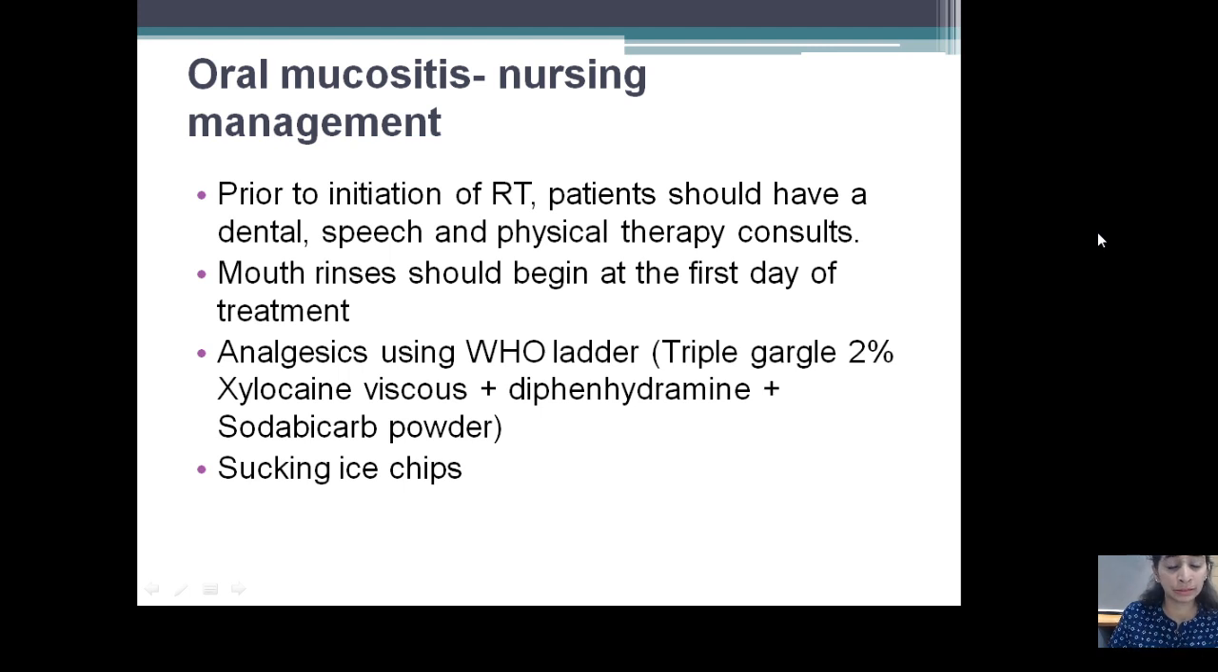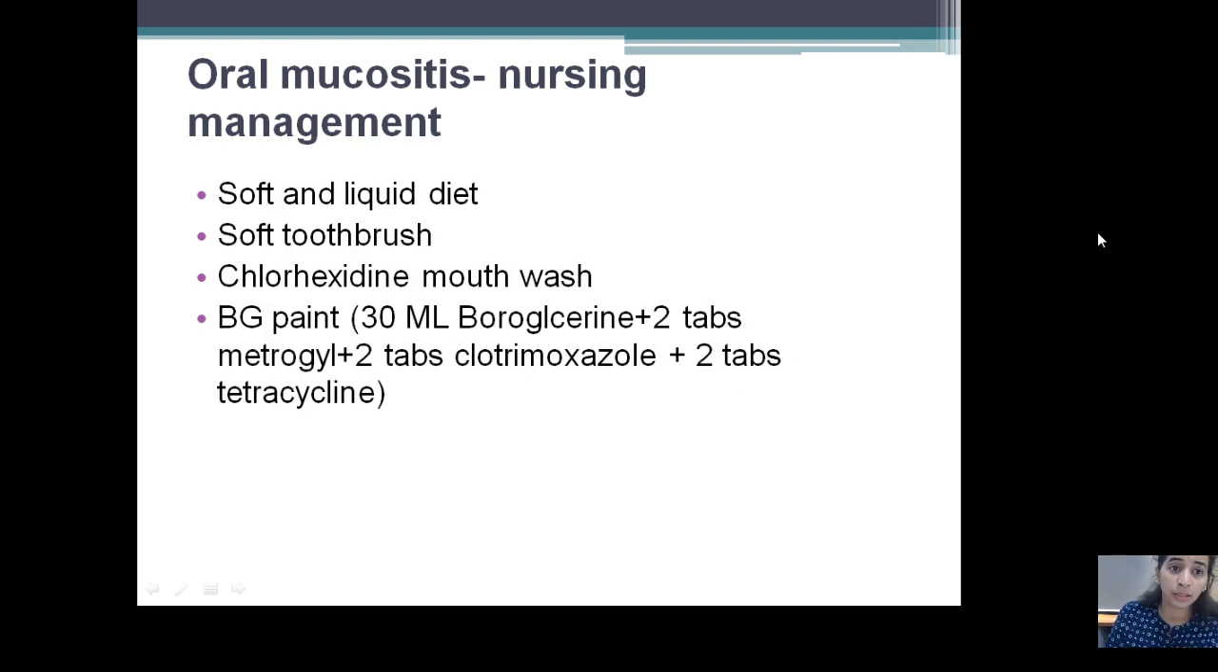Then the nursing management for oral mucositis. Prior to the initiation of RT, the patient should have dental, speech, and physical therapy consults. Mouth rinses should begin on the first day of the treatment, and analgesics using the WHO ladder can be used. We are actually using triple gargle, which includes 2% xylocaine viscous, diphenhydramine, and soda bicarb powder. The patient can also be advised to suck ice chips. Then a soft and liquid diet should be taken.